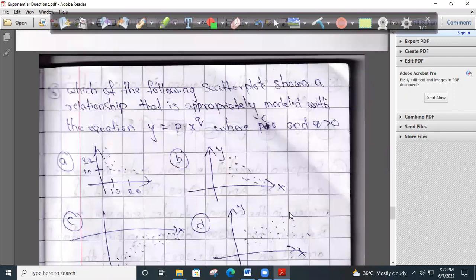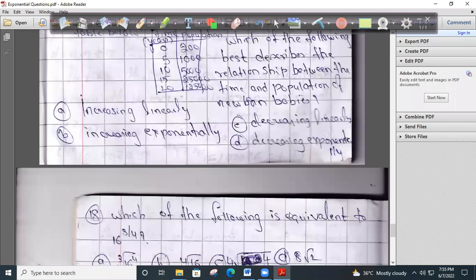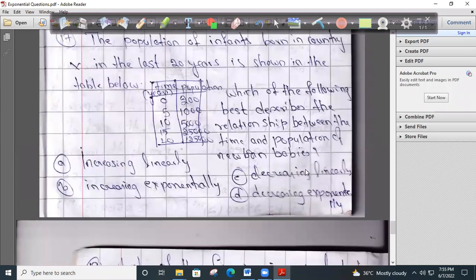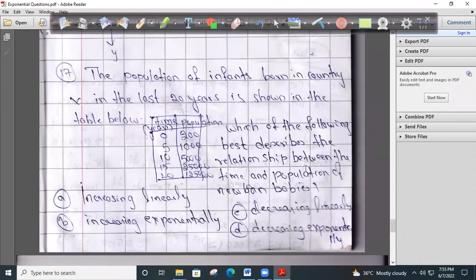Which of the following samples is related with the approximate equation where P is less than 0 and Q is greater than 0? It requires some time. So now try to give me the answer for this.